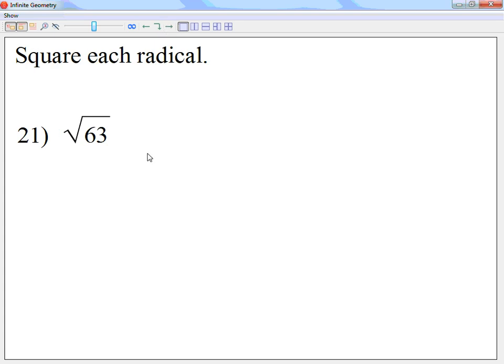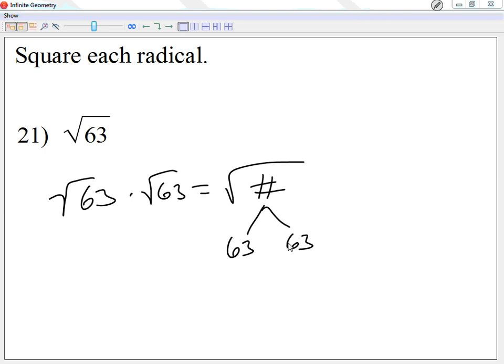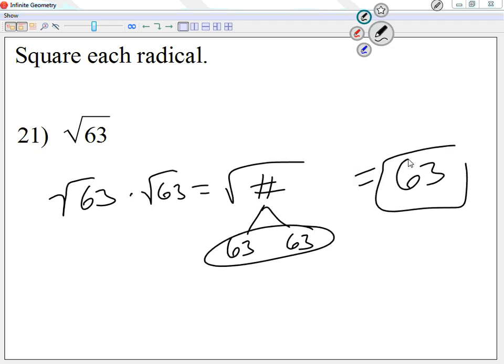Now 21. How to square a radical? That's technically radical 63 times radical 63. I know when I multiply those, it's going to be a radical of a huge number, right? 63 times 63. Whatever that number is. And I know whenever I get that number, I'm going to split it as 2 numbers that multiply equals that. And I know I got there by multiplying 63 times 63. Right? That's basically how I got there. So that's my group. So my answer will be 63.